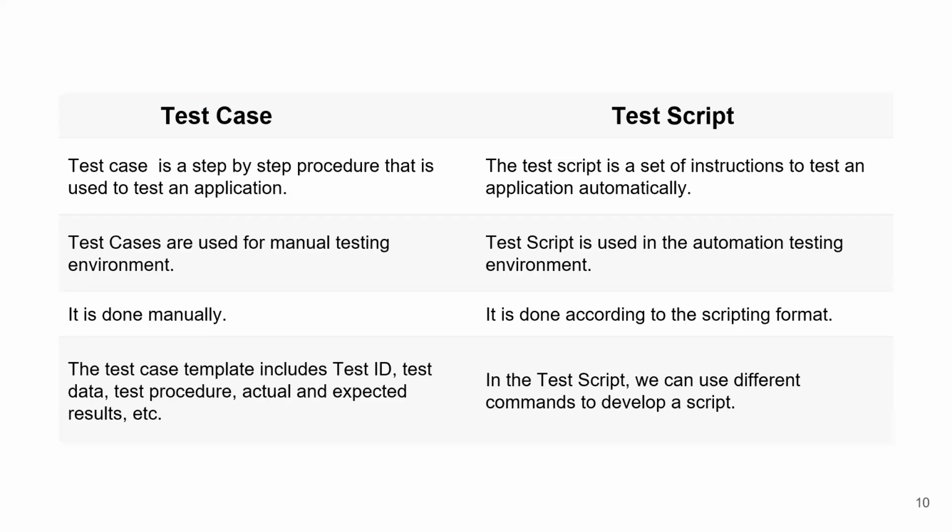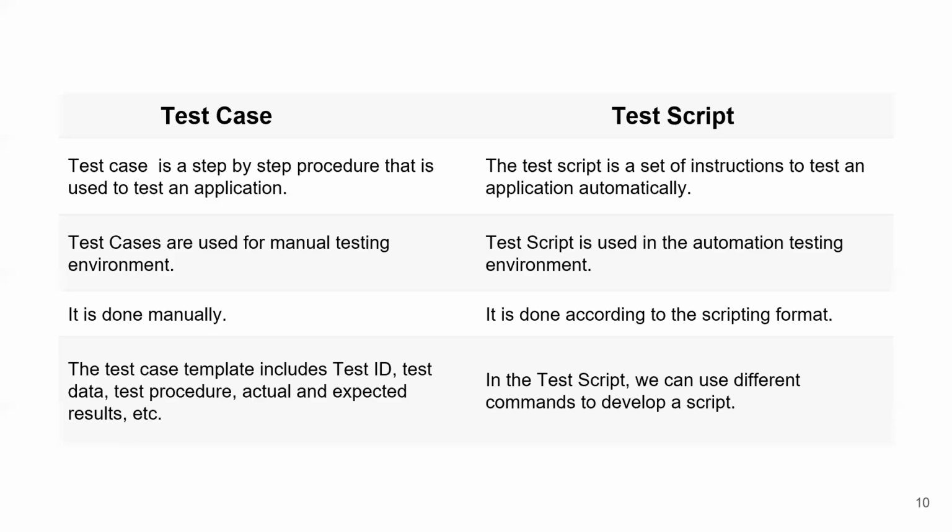a step-by-step procedure which we follow to test the application and test that functionality, whereas test script is a set of instructions to test the application automatically. Test cases we use in the manual testing environment, whereas test script we use in the automation testing environment. Test cases we write manually. Test script is done according to the scripting format. For test cases, we need to write the test case ID, what is expected, and the actual result. But in the case of test script, we need to write some methods, prepare some data and variables and all. So this is the difference between test cases and test script.